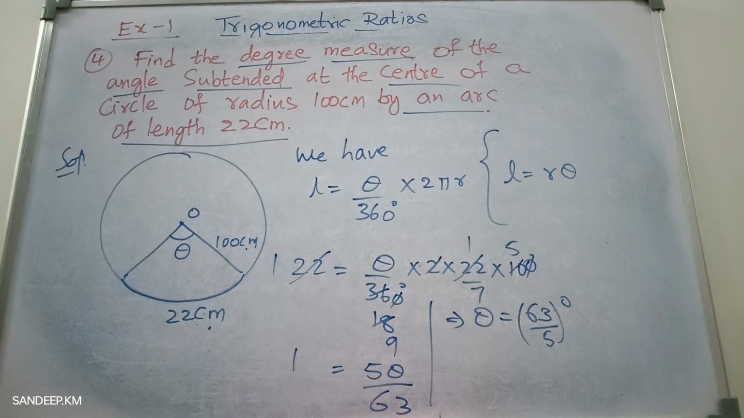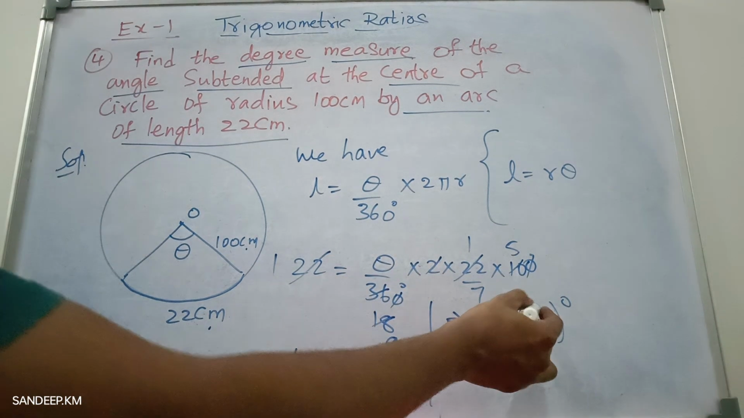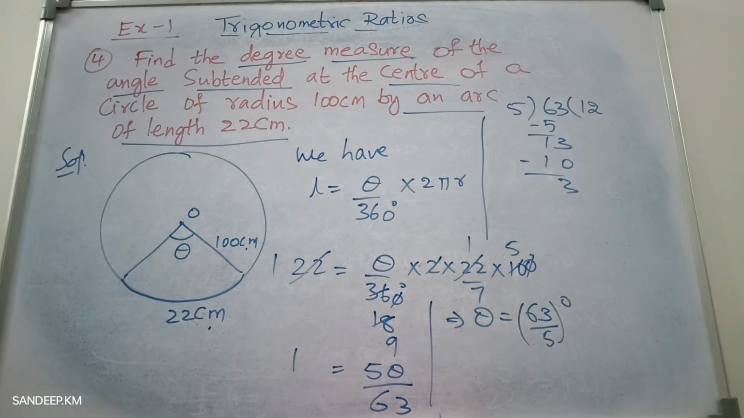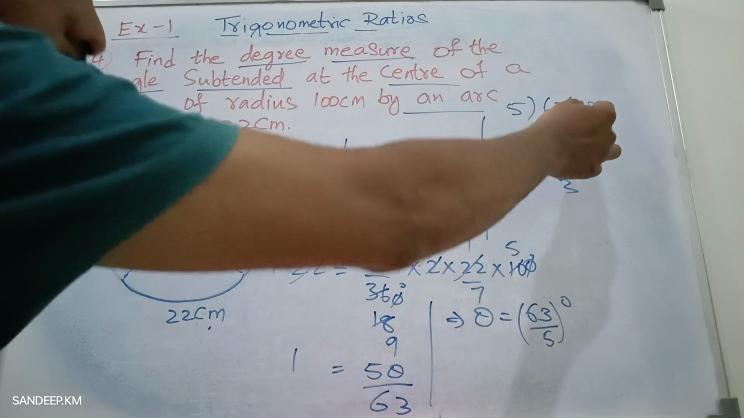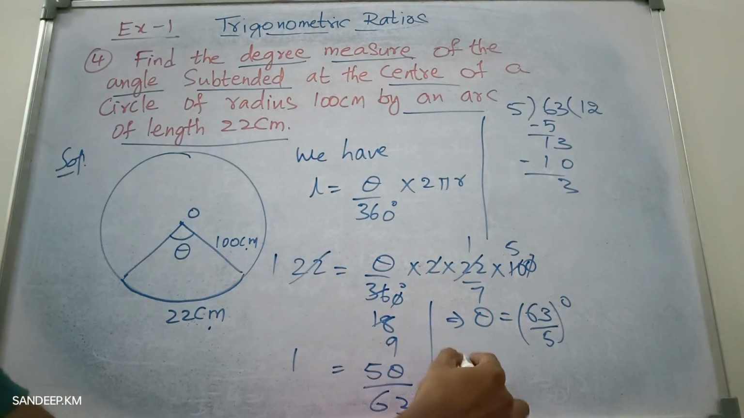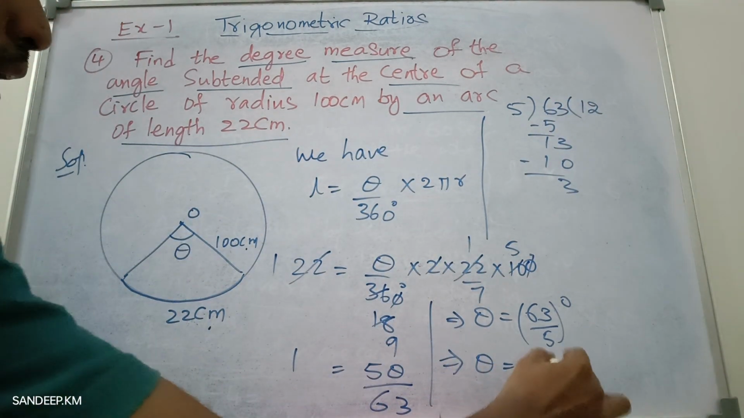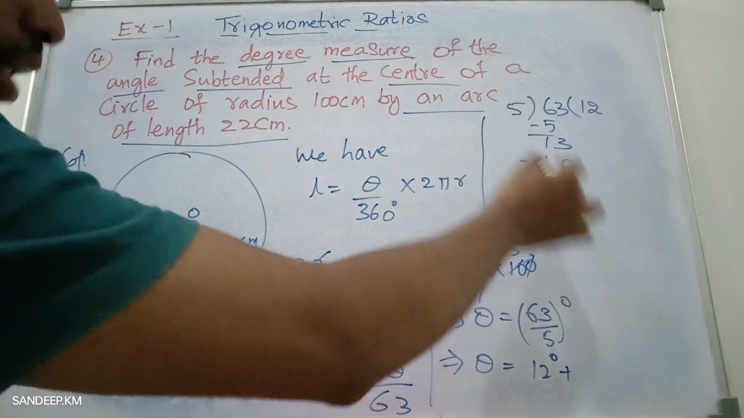And dear students, again we know that we cannot leave it like this, right? We have to convert into degrees, minutes and seconds if required. So let us divide 63 with 5. I got 12 as quotient and 3 as remainder. So theta is equal to 12 degrees plus 3 by 5 degrees.